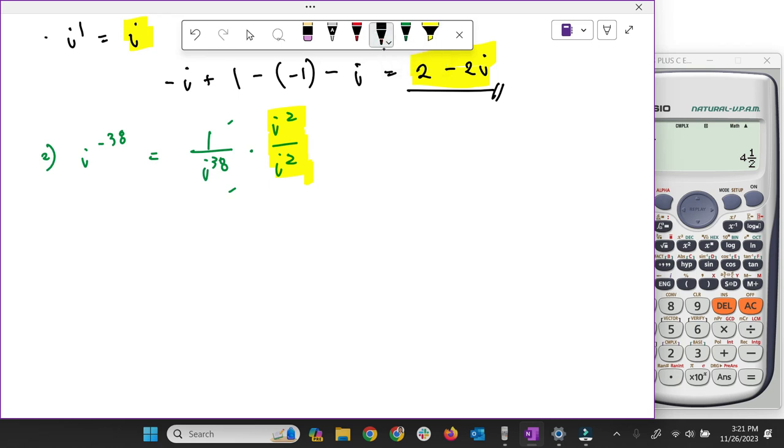Okay? So, with that, this will be i squared all over i raised to 40, and since 40 is divisible by 4, this will be equal to 1. This will be equal to 1, and we will be left with i squared here. And diba, i squared is equal to negative 1. So therefore, negative 1 is our answer.